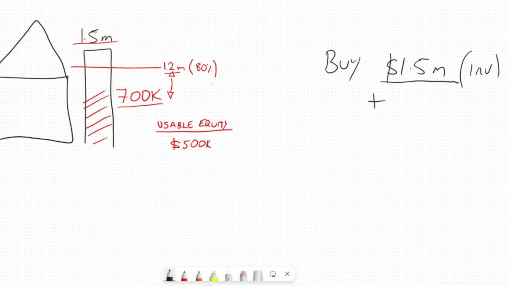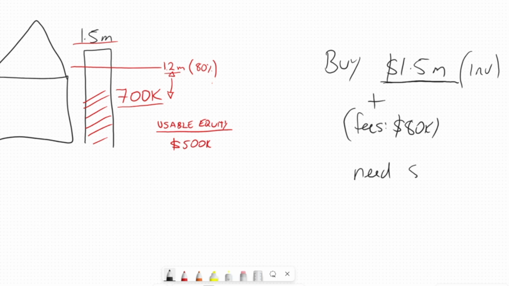Let me show you. So let's say we want to buy an investment property for $1.5 million. The buying associated fees are going to be around $80,000. I've got lawyers, building and pests, but the biggest fee, stamp duty. So to buy a property for $1.5 million, you really need $1.58 million.